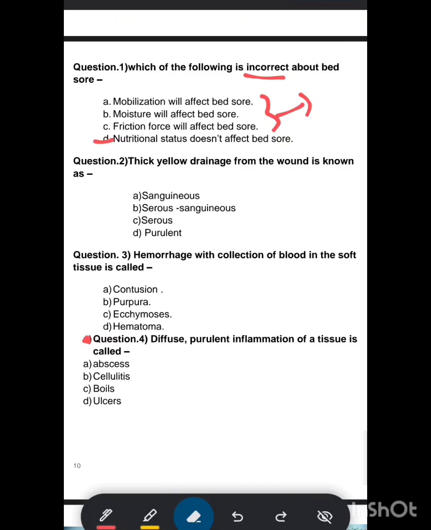And last one is nutritional status doesn't affect bedsore. You all know that nutritional status does affect bedsore, but here it mentions doesn't affect. So the fourth one is the incorrect option. Second question is thick yellow drainage from the wound is known as. We have just learned that sanguinous is pink in color, and serous is clear colorless fluid. So thick yellow drainage is purulent.